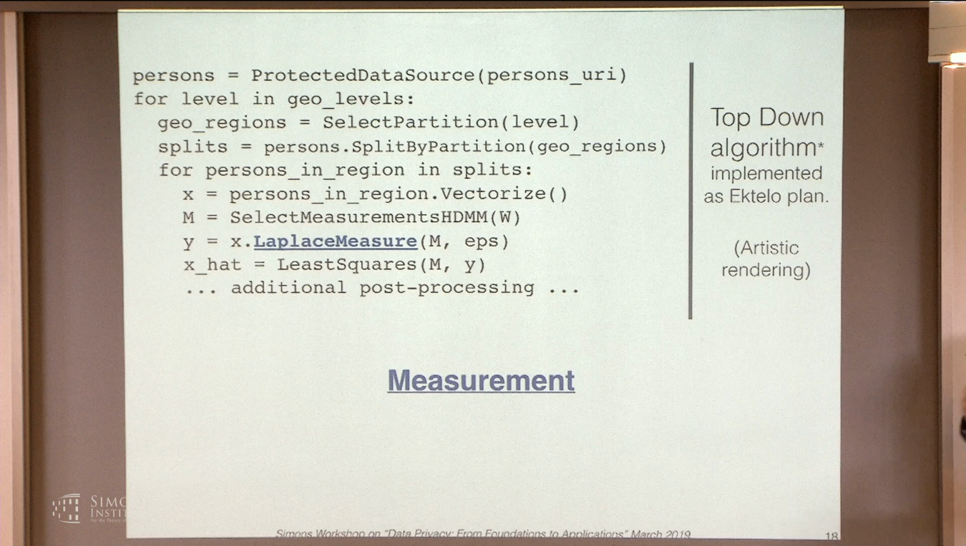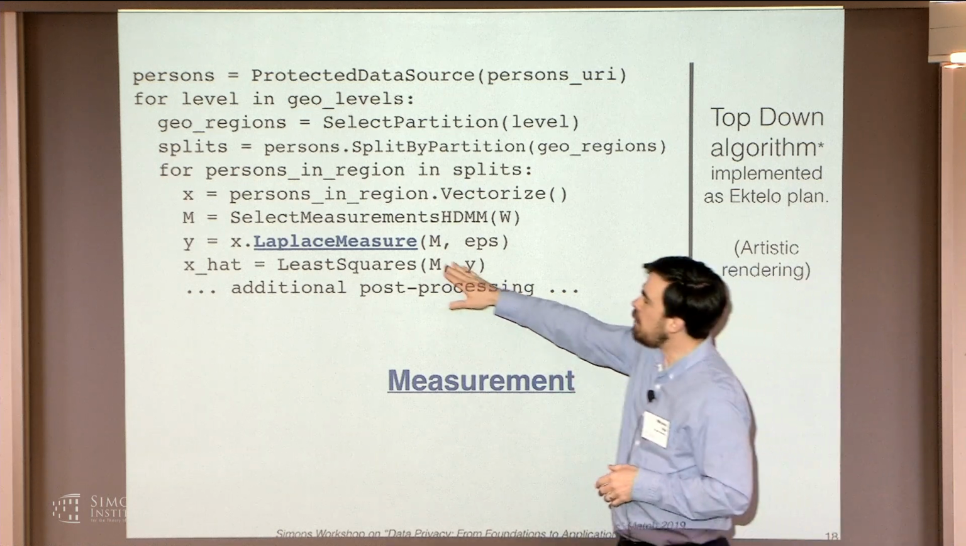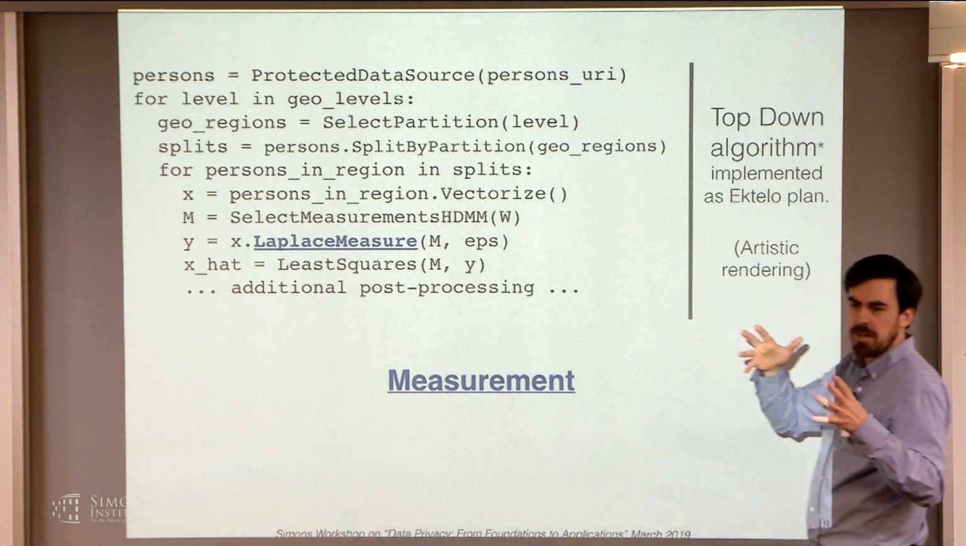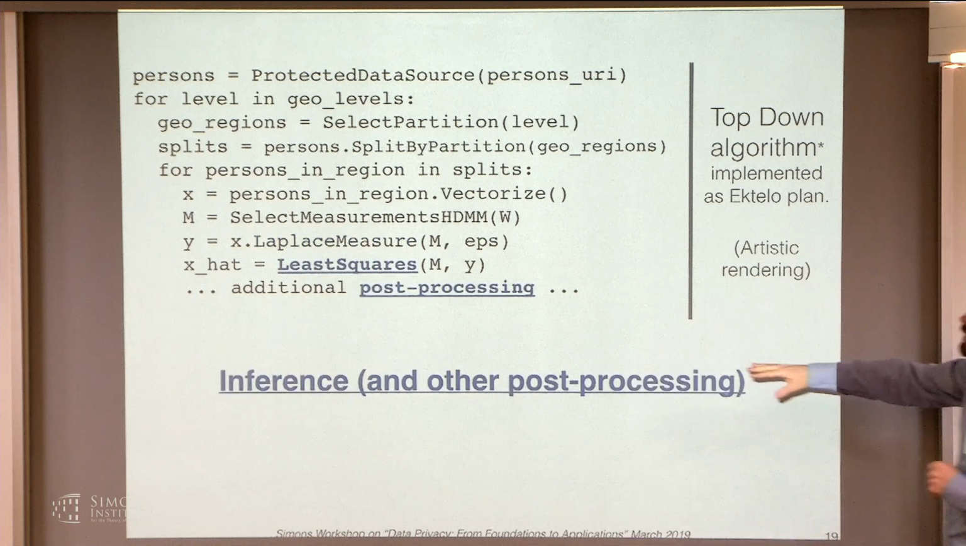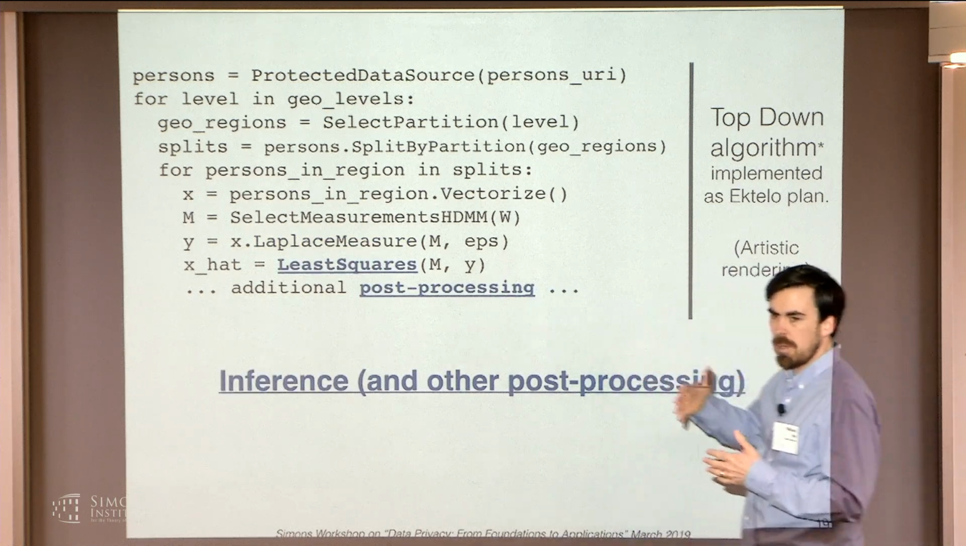The next step is to actually carry out those measurements, and so we invoke the Laplace mechanism, but it's embedded in an operator where it takes in this matrix, does the appropriate sensitivity calculation, which may actually depend on earlier transformations that were done on the data. And it gives you back noisy answers.